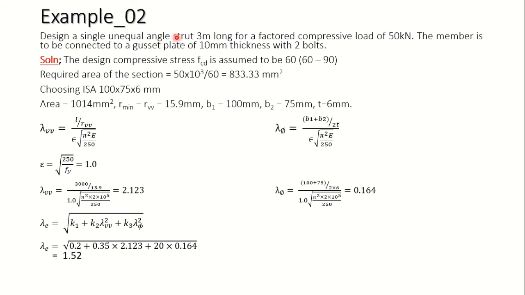The length is 3 meters, and the load coming in that member is 50 kilonewton. This is the factored load given to us, and the member is to be connected to a gusset plate of 10 mm thickness with 2 bolts. The number of bolts used in the connection is 2.